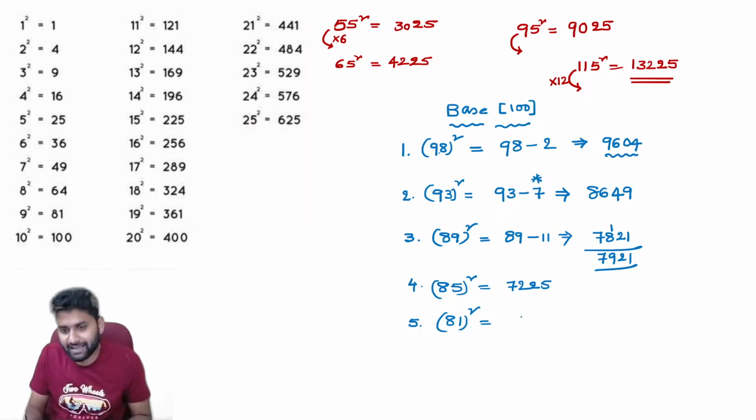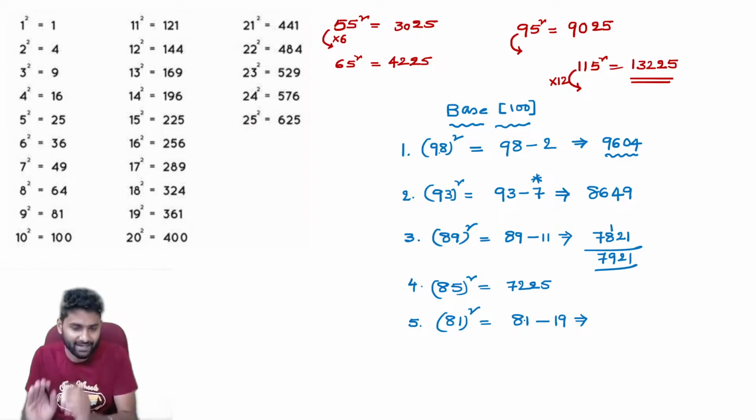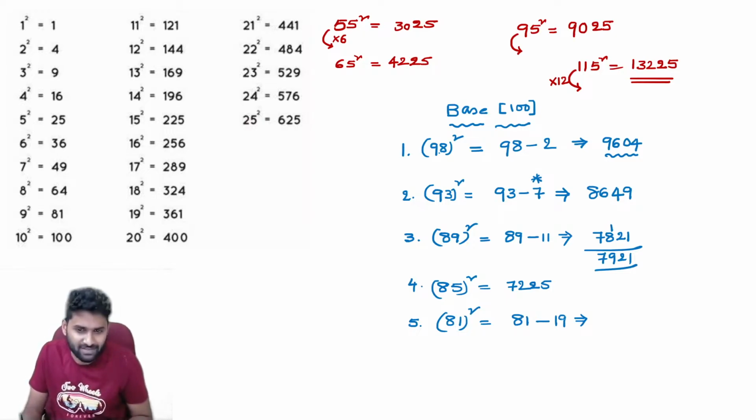Now, 81 is less than 100 by 19 units. Step number 1. 81 is less than 100 by 19 units. Those 19 units you have to subtract from 81. Now, 81 minus 19, so what is the difference? Just find the difference. 81 minus 19 is exactly equal to 62.